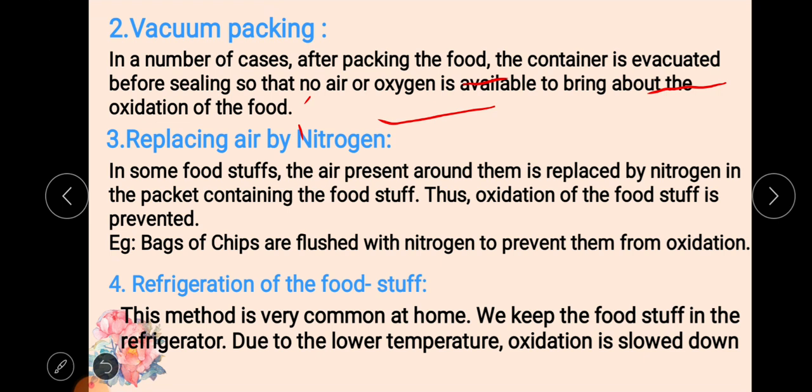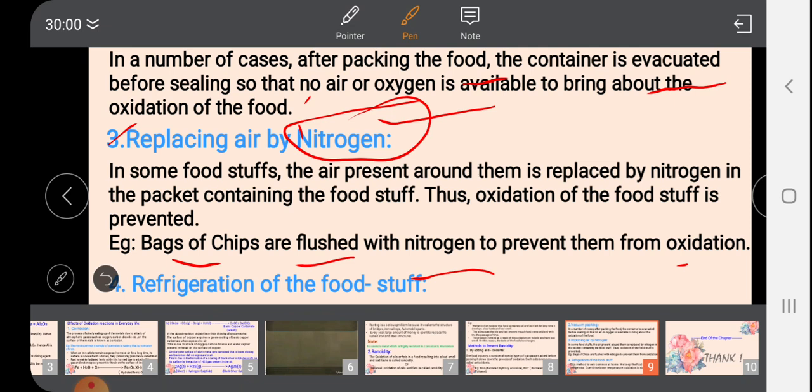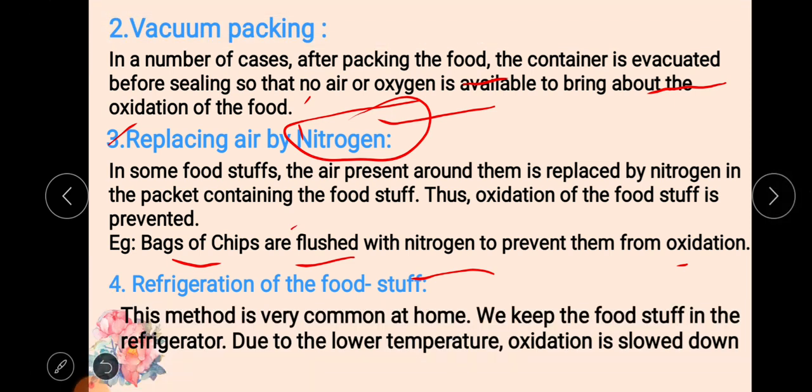Next one, replacing air by nitrogen. Some substances are not packed with air; instead, nitrogen gas is added. For example, chips packets are flushed with nitrogen gas. Why? Because it prevents oxidation. The air present around the foodstuff in the packet is replaced by nitrogen, so oxidation of the foodstuff is prevented.